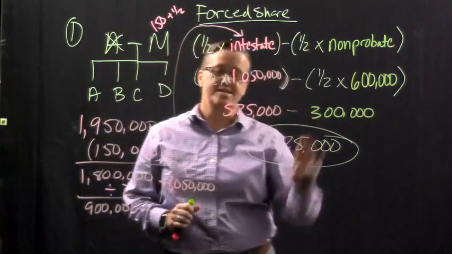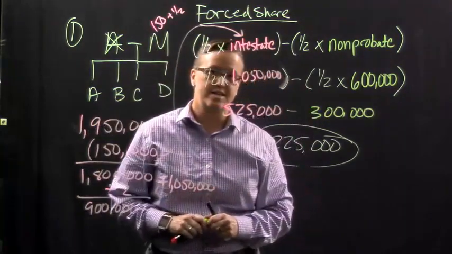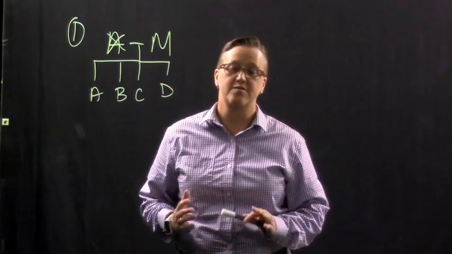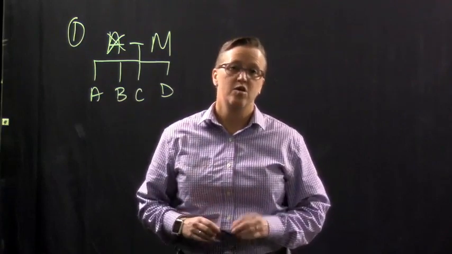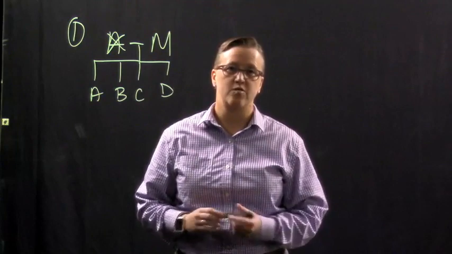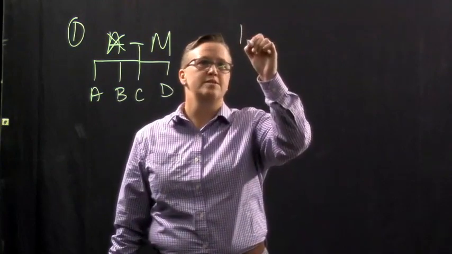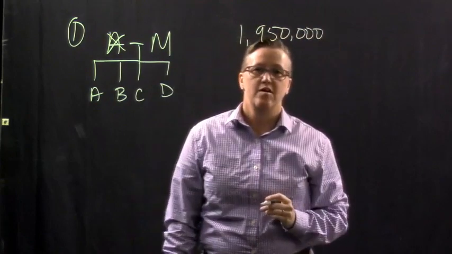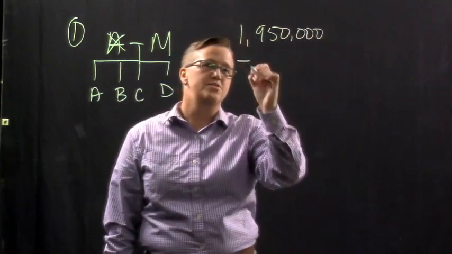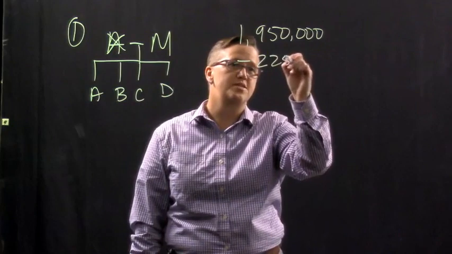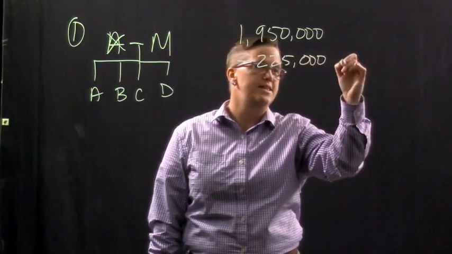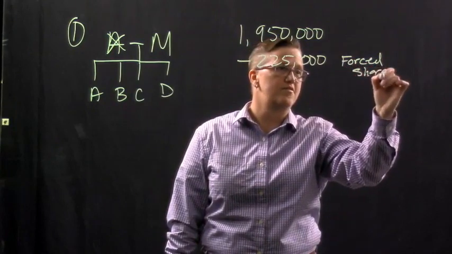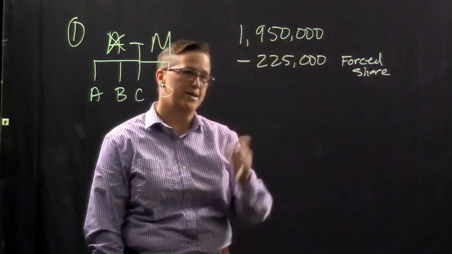So now I'm going to erase this, and we're going to do the final calculation on the estate knowing this number. Okay, so now let's do the final calculation now that we know what Mandy's forced share amount would be. So the distributable estate is $1,950,000. From that, Mandy is going to take $225,000, and this is her forced share. She's going to force this amount of money out of the probate estate.